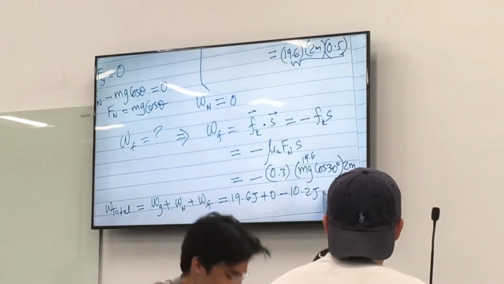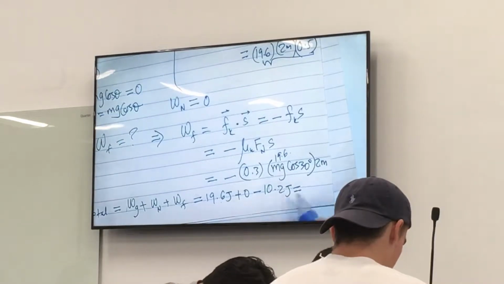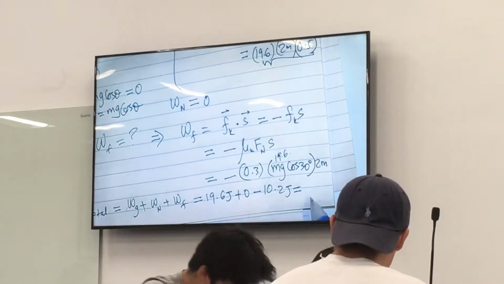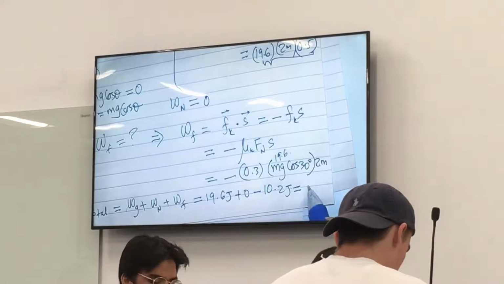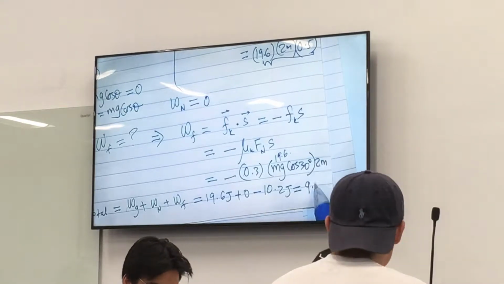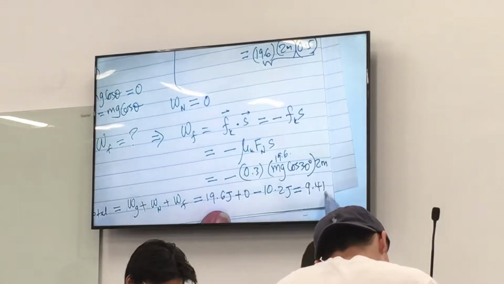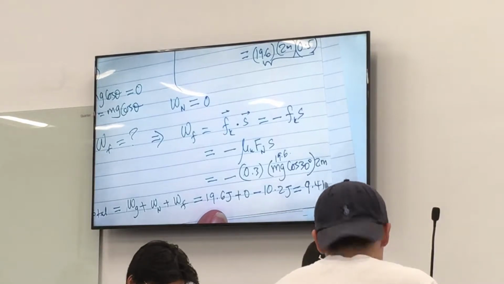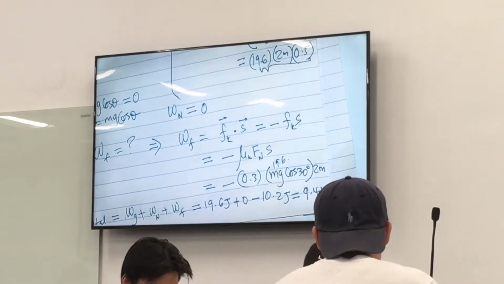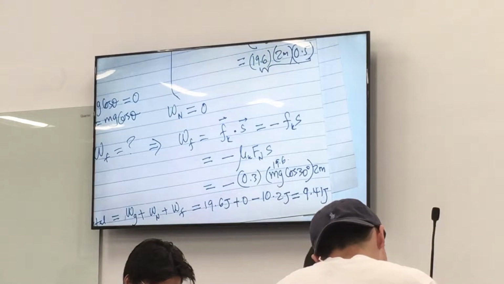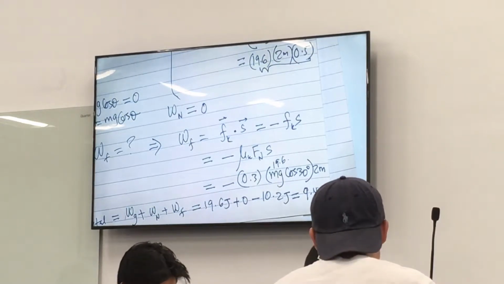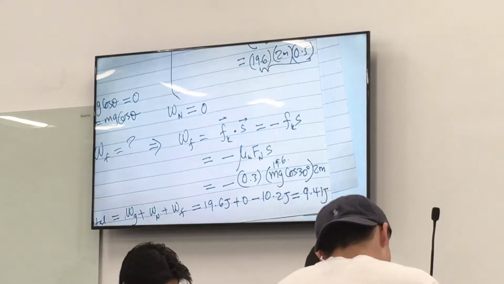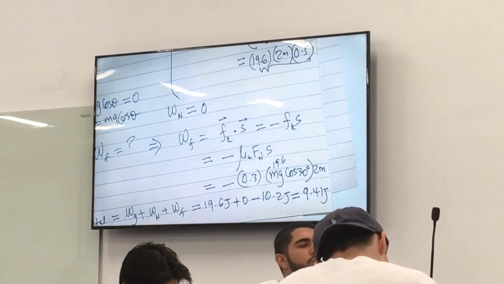Okay. Equal to, again, 9.6. Oh no, 9.41 joule, and it's positive. Okay, so that's 9.4. So we are able to calculate the total work.